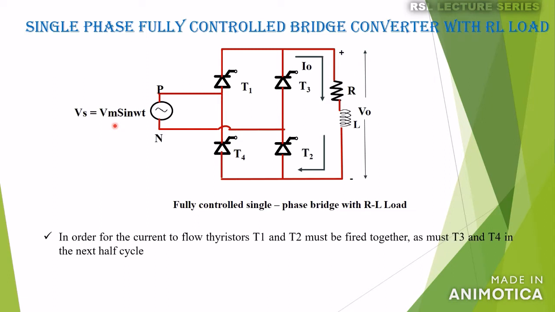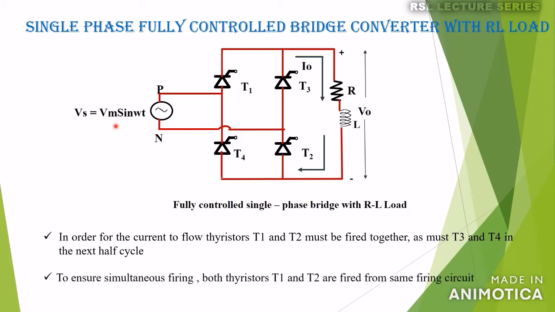So as I said earlier, T1 and T2 will get triggered during positive half cycle, and similarly T3 and T4 are triggered during negative half cycle. To ensure simultaneous triggering, both the thyristors, that is either T1 and T2 or T3 and T4, are fired from the same firing circuit.